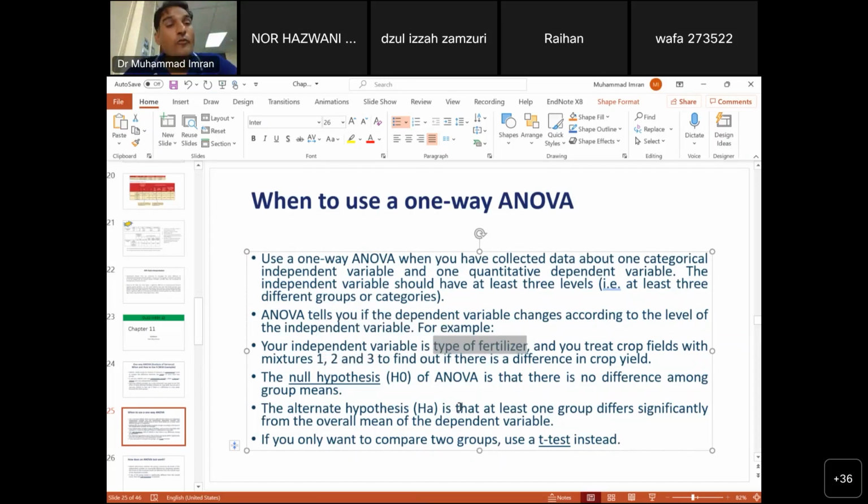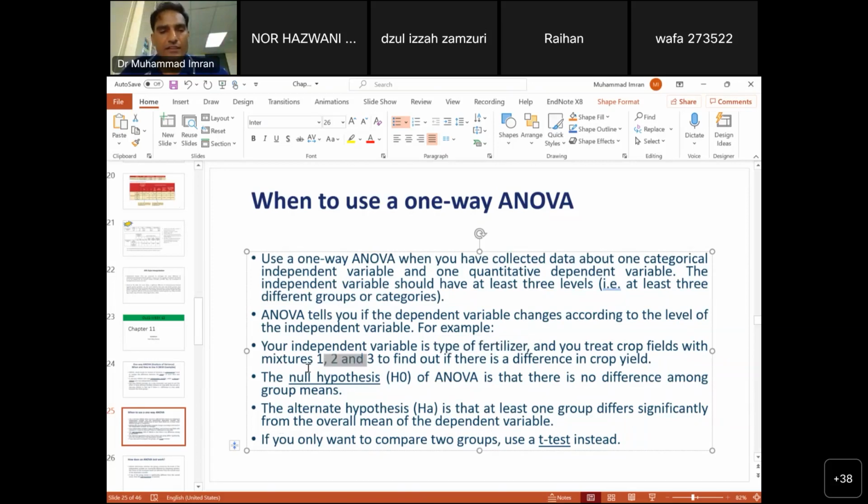Anyway, see here how we can propose the hypothesis if we are going to check the relationship between the type of fertilizer and the crop yield per acre. The null hypothesis of ANOVA is that there is no difference among the group means. Group means mean this one, 1, 2, and 3. The alternative hypothesis is that at least one group differs significantly from the overall mean of the dependent variable. Anyway, don't get confused about this one.